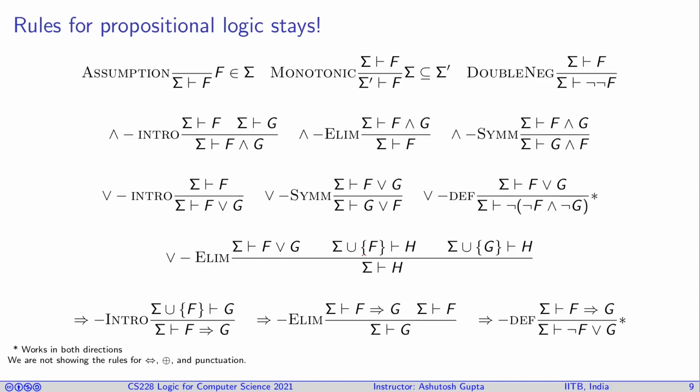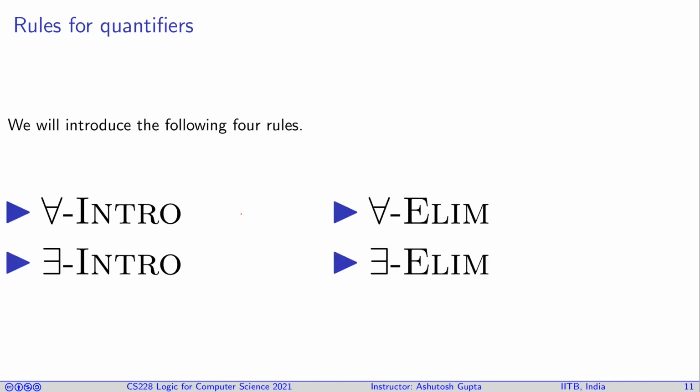These are the old rules which we saw, and I'm not showing you the equivalence and XOR rules, so let's ignore them for a while. These are basically the rules we saw in propositional logic. They will stay, and we will use them. We will introduce the following 4 rules for the quantifiers: for all intro, for all elimination, exists intro, and exists elimination. This is the same pattern we saw for every symbol we introduced: for all, and, or, implication. So the same pattern continues here.